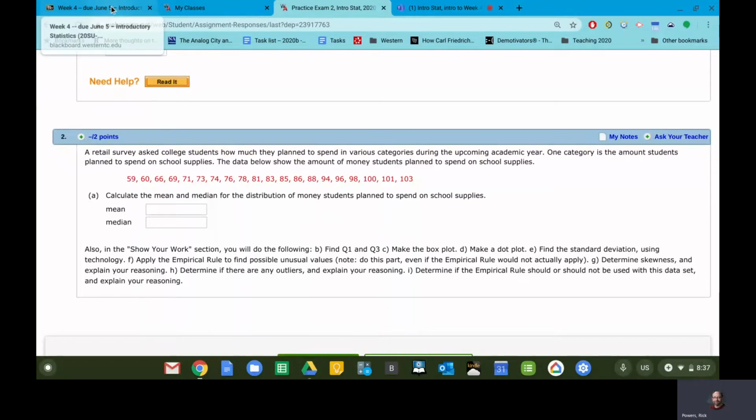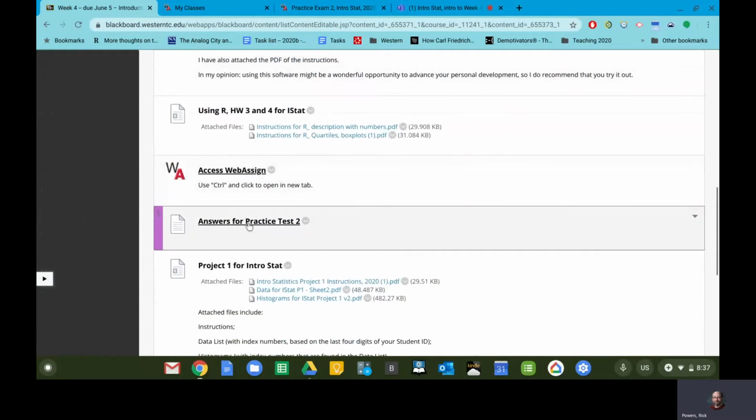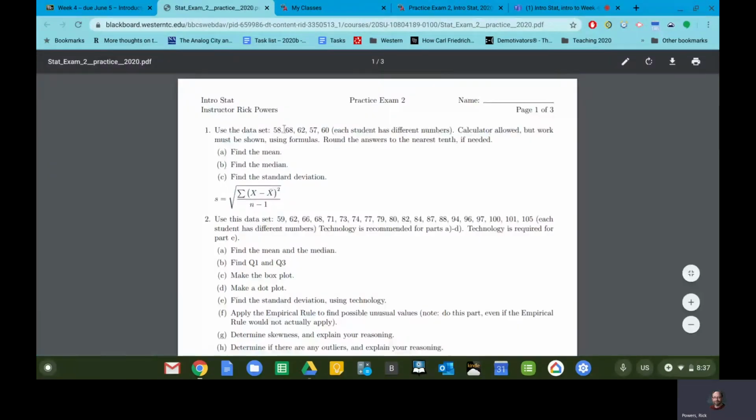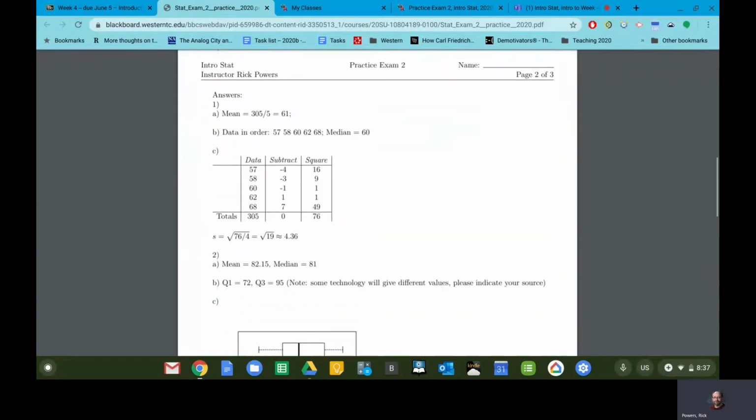Then if we go to week number 4 here, you will see that I have answers for the practice test. Based on what happened last time with the test, I saw that it was important to actually go through these extra problems and show you how those are done. So if I go to the answers for the practice test, it has a specific example using specific numbers. Your numbers will be different than what I have, but this shows you how to do the problems. Here are the questions, and then here are the answers.